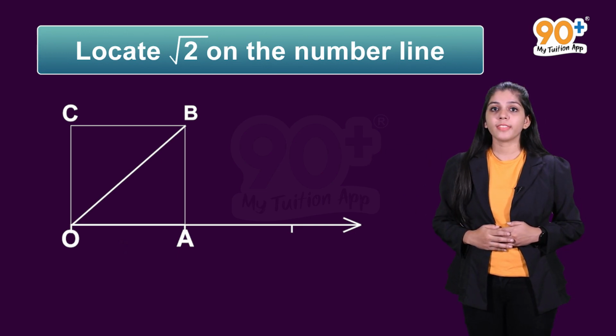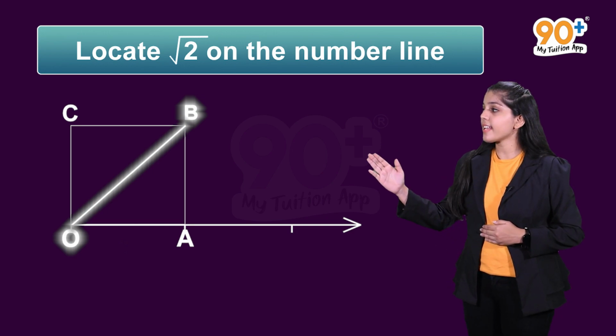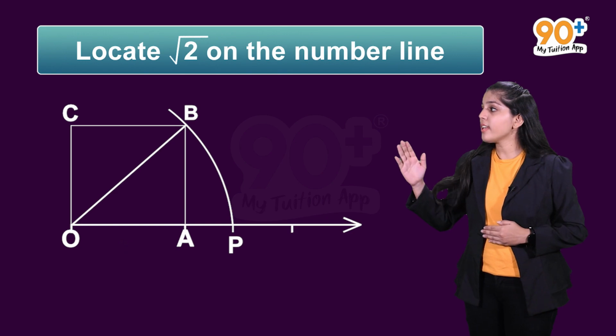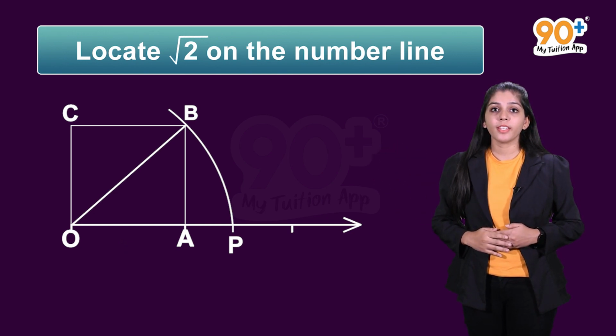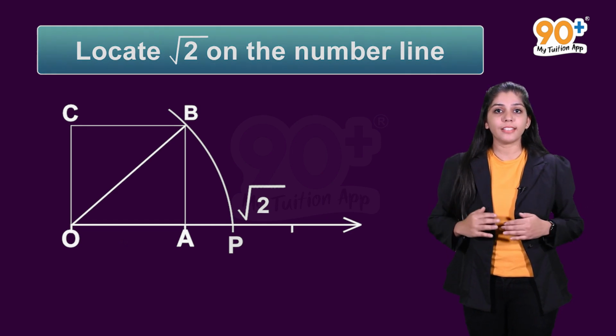We get OB is equal to the square root of 1 square plus 1 square, which is equal to square root of 2. Using your compass with the center at O and radius as OB, draw an arc on the number line, coinciding at the point P. Now, this point P represents root 2 on the number line.